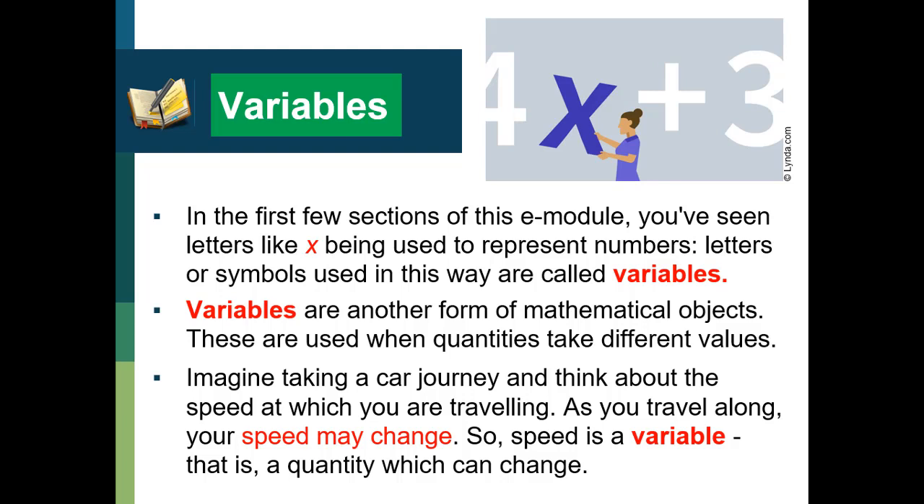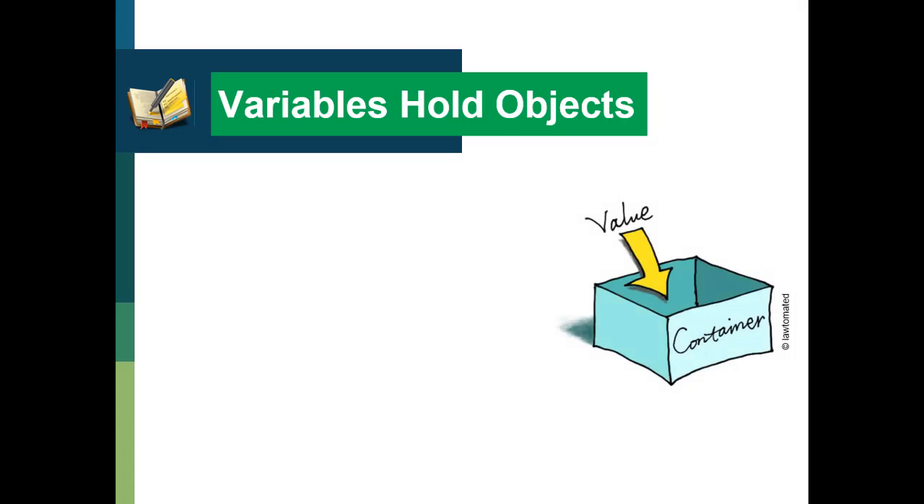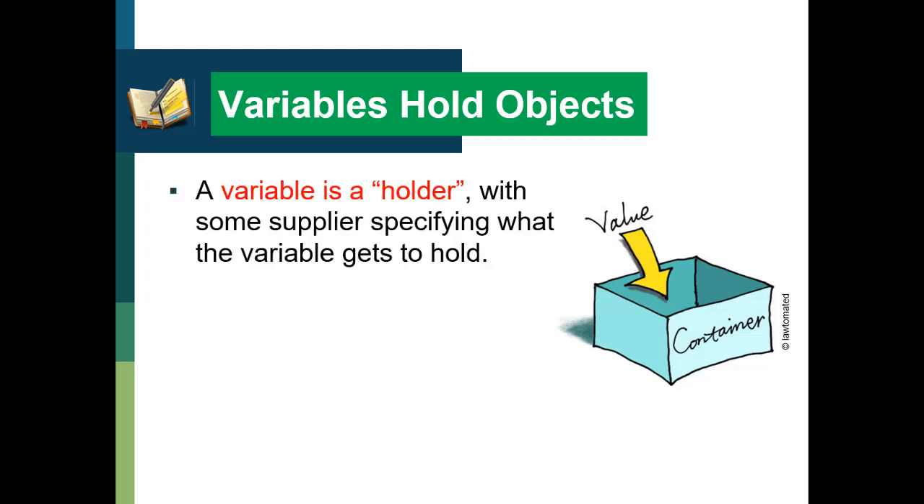Alright, so let's delve into the uses of variables. The first one: variables hold objects. How? See the container and the value? Imagine that the container is the variable and it can hold any object. A variable is a holder, with some suppliers specifying what the variable gets to hold.